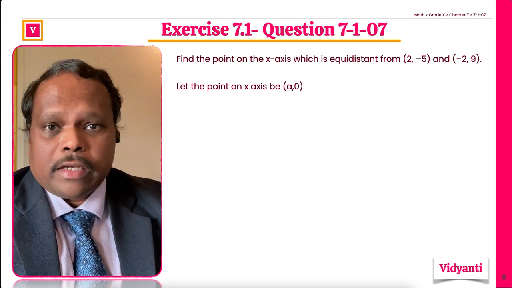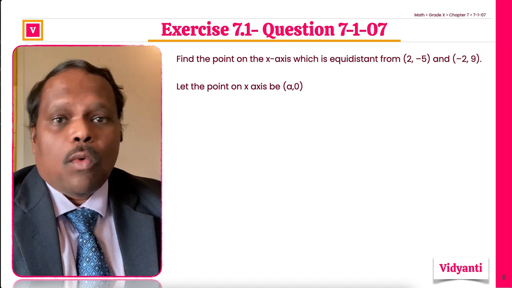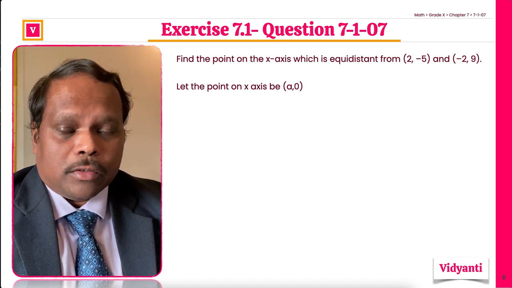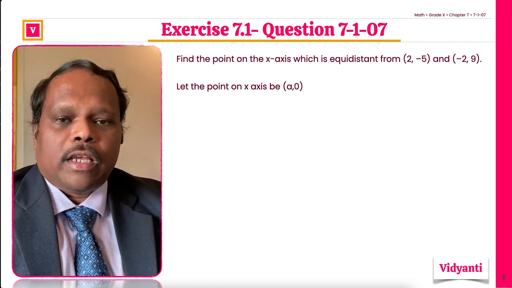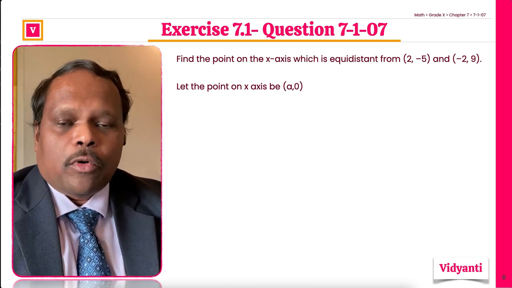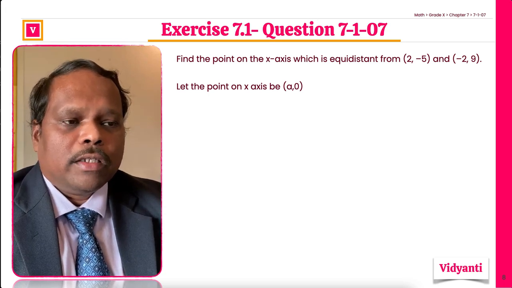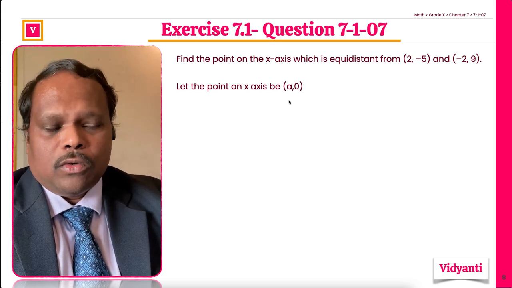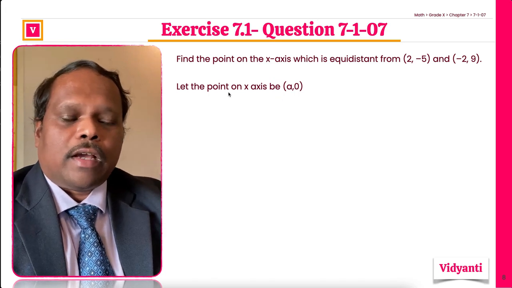All points on the x-axis have their y-coordinate equal to 0. Similarly, all points on the y-axis have their x-coordinate 0. Remember, it's always the other way around. X-axis points have y-coordinate 0. Y-axis points have x-coordinate 0. Since the point has been given as on the x-axis, we will assume the coordinates to be (a, 0). The second coordinate, which is the y-coordinate, will be 0 simply because it's on the x-axis.